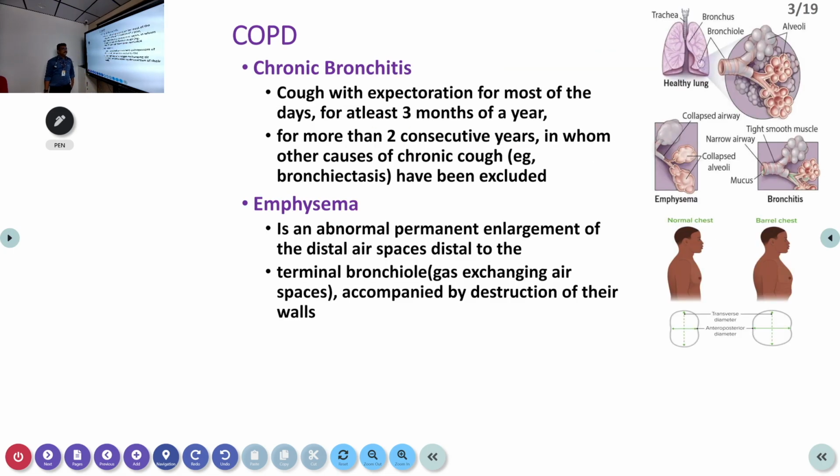Now there are two important types of COPD: chronic bronchitis and emphysema. Bronchitis can be acute or chronic. With many viral illnesses you can have acute bronchitis. Here it is chronic bronchitis. Cough with expectoration is the most important finding, for most of the days, so almost all days the patient can have the problem, for 3 months of a year and for more than 2 consecutive years. That is the diagnosis of chronic bronchitis. The patient has a predominant cough. Anybody with a predominant cough who is a smoker, you have to suspect chronic bronchitis.